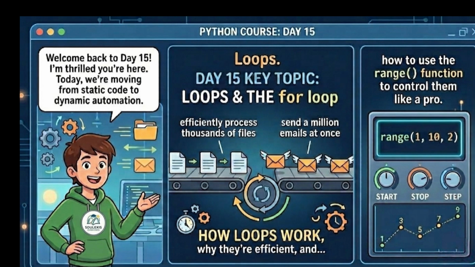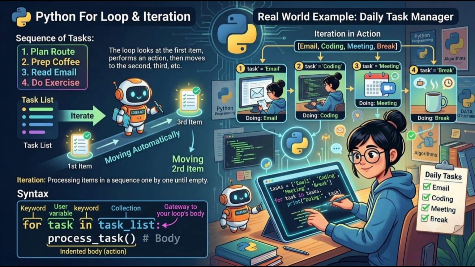I'm thrilled you're here. Today, we're moving from static code to dynamic automation. If you've ever wondered how programs process thousands of files or send a million emails at once, the answer is loops, specifically the for loop. We're going to break down how they work, why they're efficient, and how to use the range function to control them like a pro. In Python, a for loop is used to iterate over a sequence.